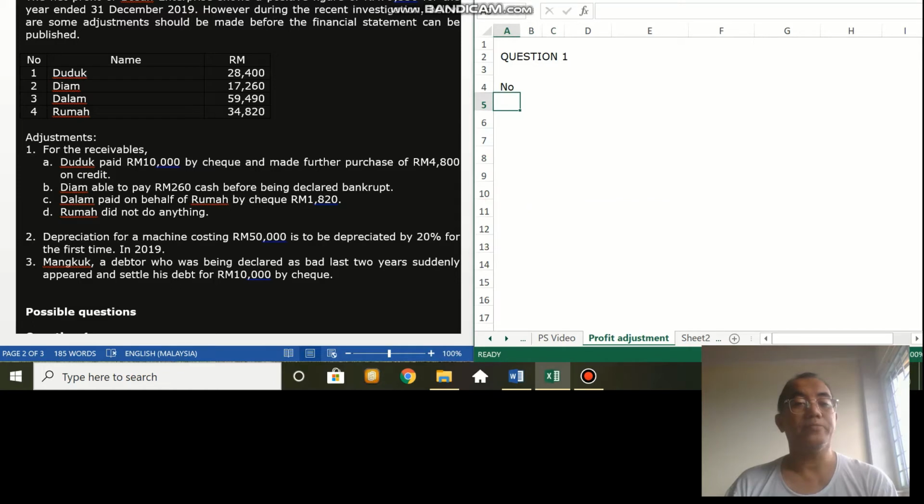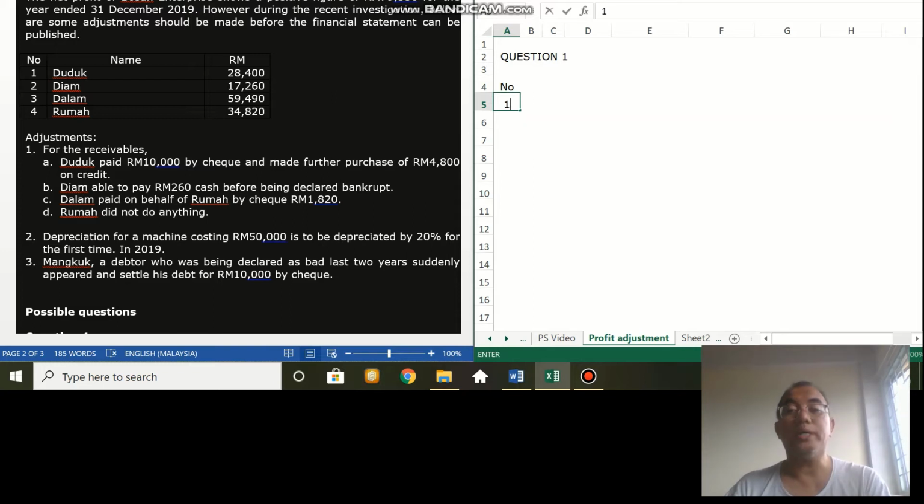Okay, so number 1, Duduk paid the adjustment. Duduk paid 10,000 by check. Who's Duduk? Duduk is our account receivable and made a further purchase of 4,008 on credit. So in this question, we actually have two transactions. First is he paid 10,000 by check, that's one. The second one is he made a further purchase. So he purchased from us, so we sell to them.